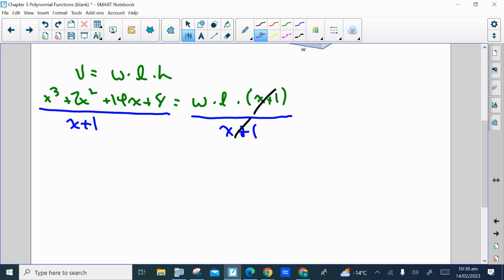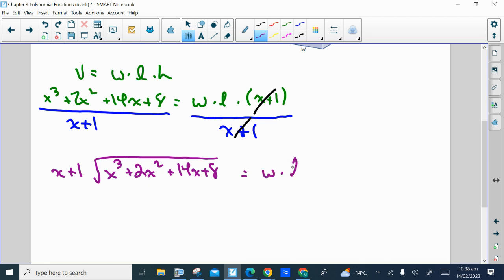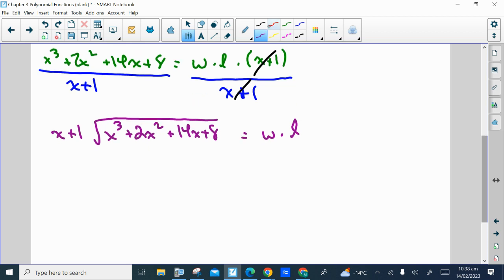So we actually need to divide x plus 1 into 1x cubed plus 2x squared plus 14x plus 8. And that will give us an expression for the width times the length. So we'll divide that out using synthetic or long division.